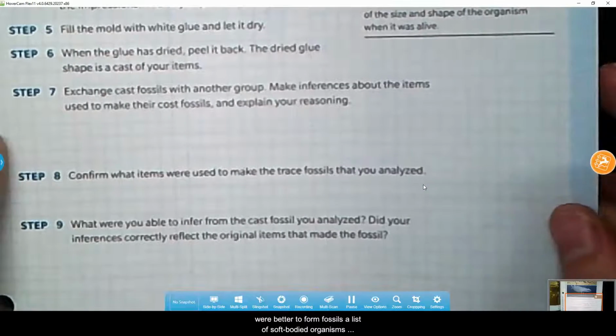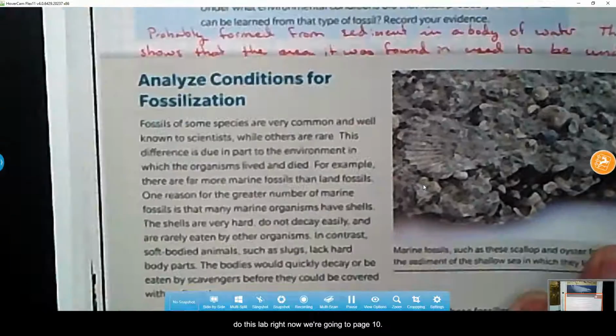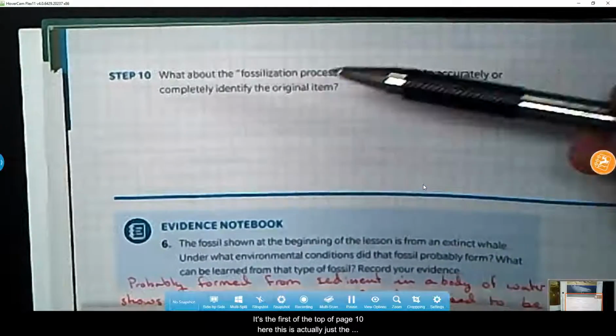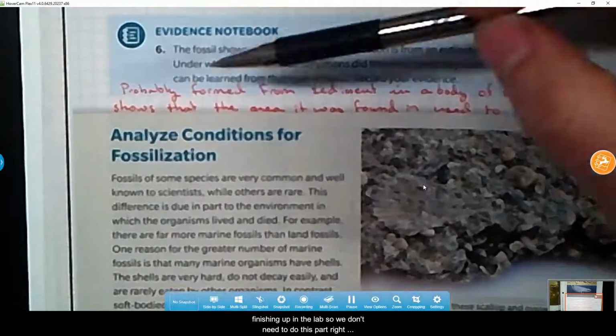Okay, we're actually going to skip page 9 here. This is a hands-on lab. We're not going to do this lab right now, so we're going to skip page 9. We're going to page 10. At the top of page 10, this is actually just the finishing up from the lab, so we don't need to do this part right here, but we're going to look right here, number 6.